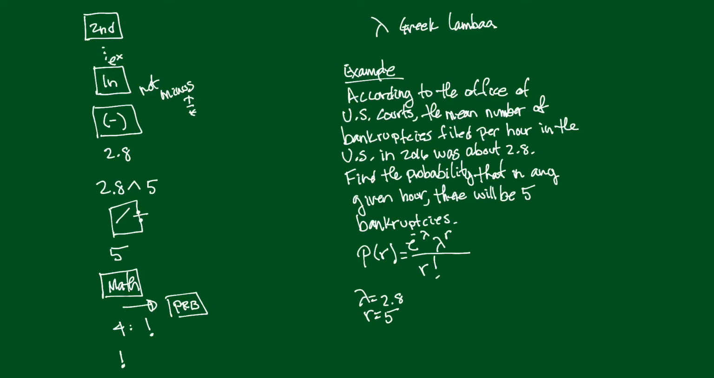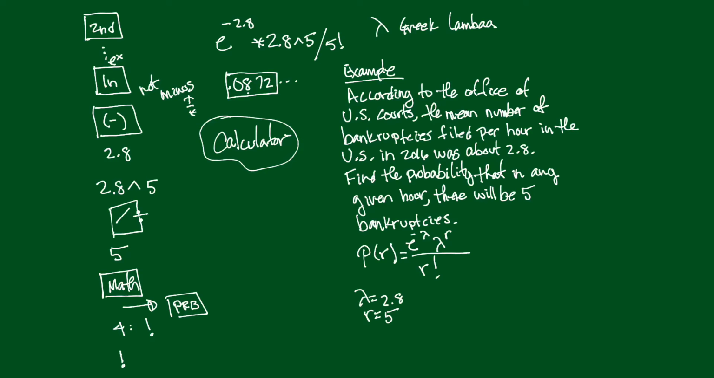And now, if we've done everything correctly, we're looking at e to the negative 2.8 times 2.8 raised to the 5th, all of that divided by 5 factorial. And when you press enter, I got 0.0872 dot dot dot. So the chances of having 5 accidents at that intersection, that'll happen about 8.7% of the time, or about 9% of the time.